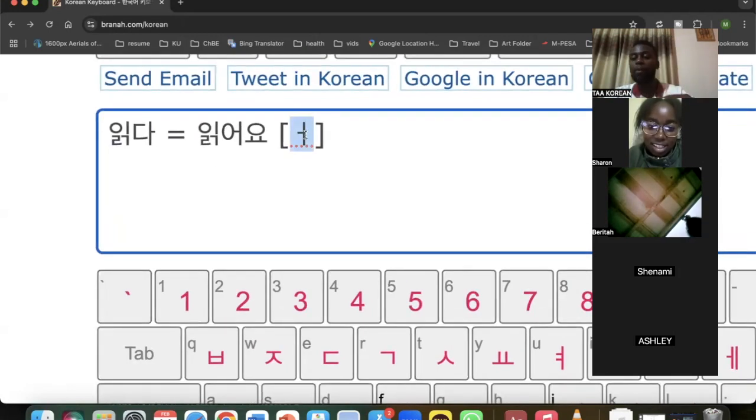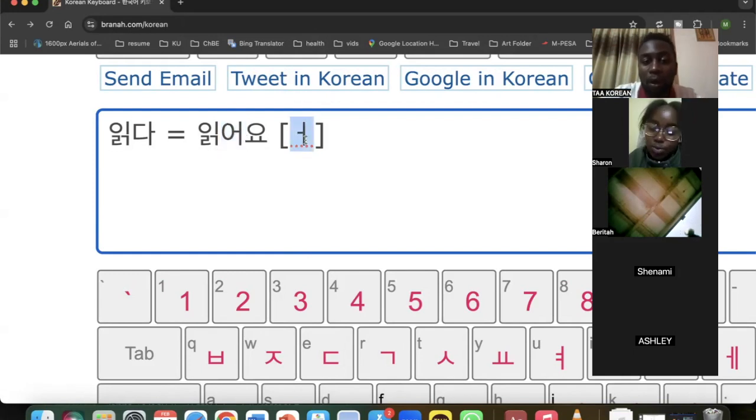Now, is it the L or the O? So the O sound... let's see. It's silent. Yes, it is silent. In some cases, it produces the ng sound, but in this case, it's not. It's silent. Can anybody tell me why it is silent? Let me just keep it simple. It is silent because it precedes a vowel within this syllabic block.